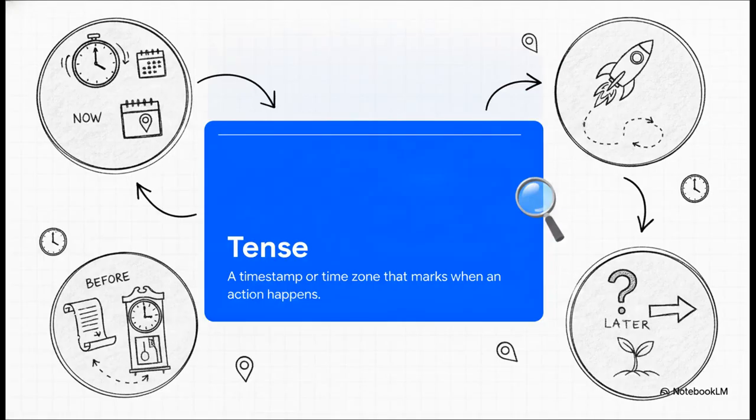So before we get into which 3 you need, we have to kind of change how we think about the word tense. Honestly, just forget the dry academic grammar definition. A tense is really just a timestamp or a time zone. Think of it like dropping a pin on a map, but for time. It simply marks when an action happens. Every single time you speak, you're just dropping a pin in one of 3 time zones: now, before, or later. That's the whole shebang. You are simply telling the listener when the event actually occurred.